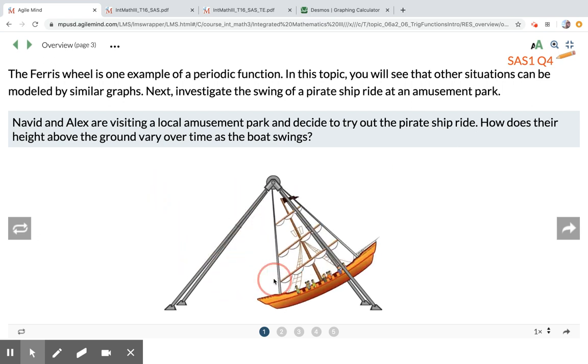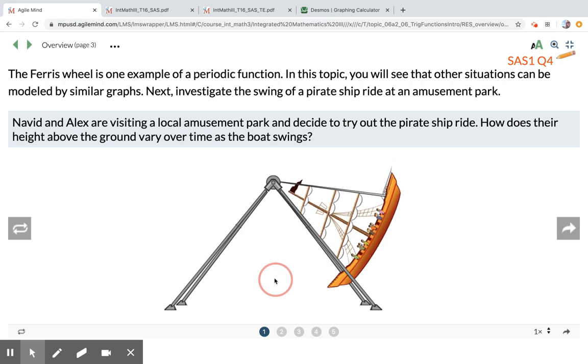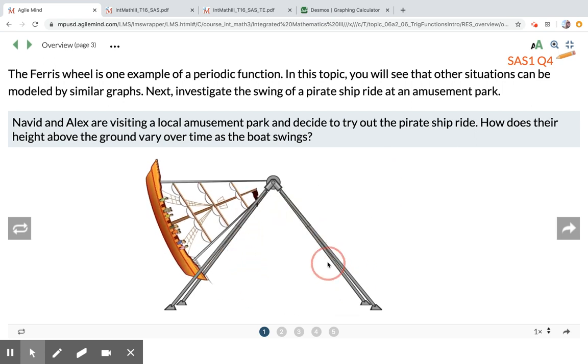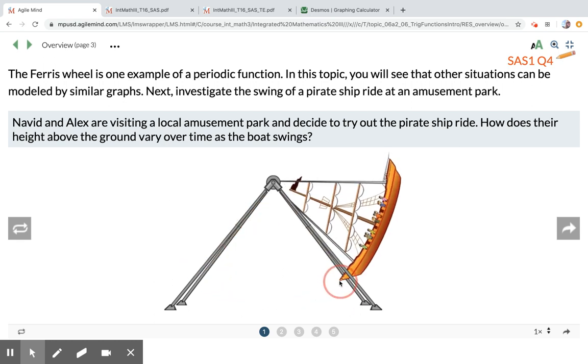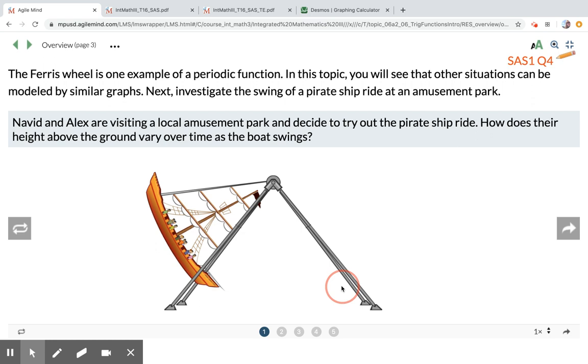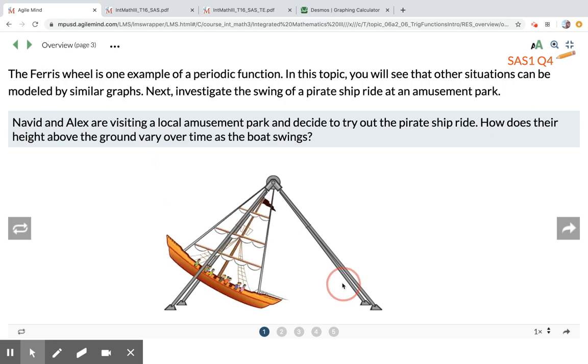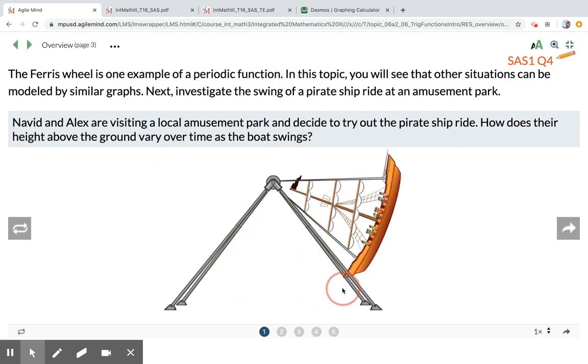So let's look at the pirate ship ride. Question number 4, you have a graph. Don't worry, I'll help you out with this. But you've been on the pirate ship ride. It swings back and forth and back and forth. So we're going to check out how their height above the ground varies over time as the boat swings.